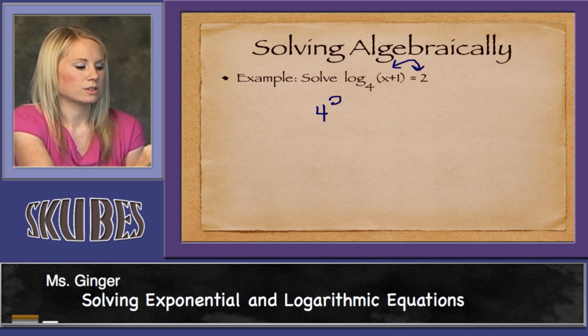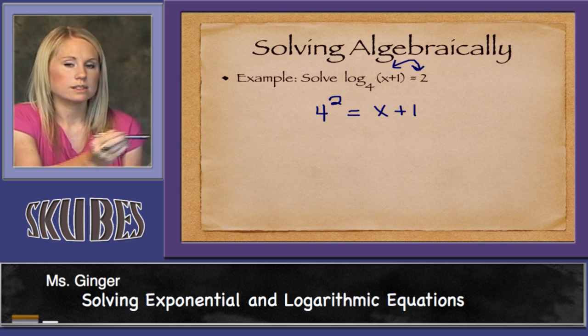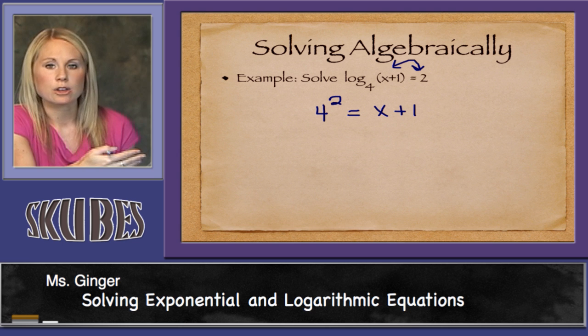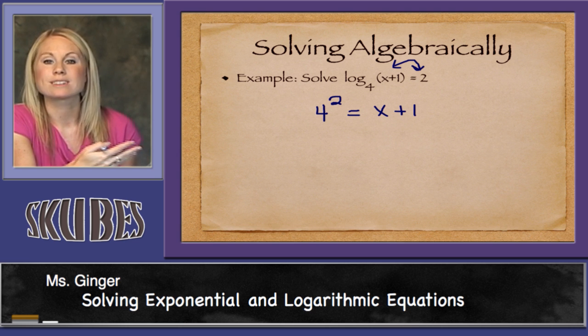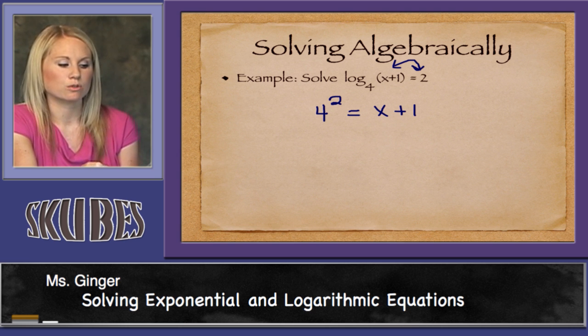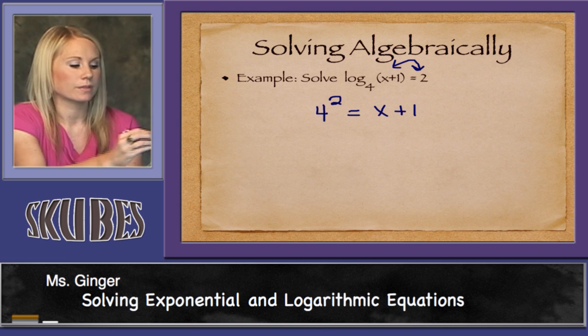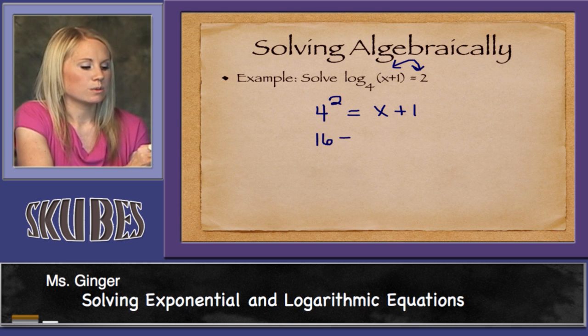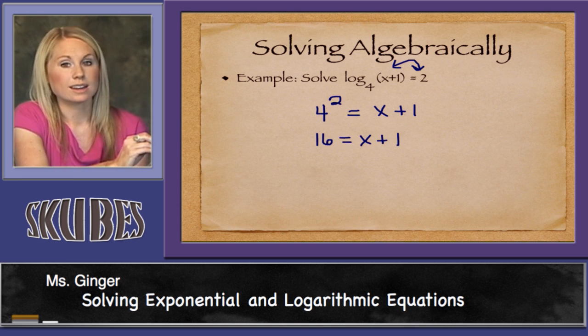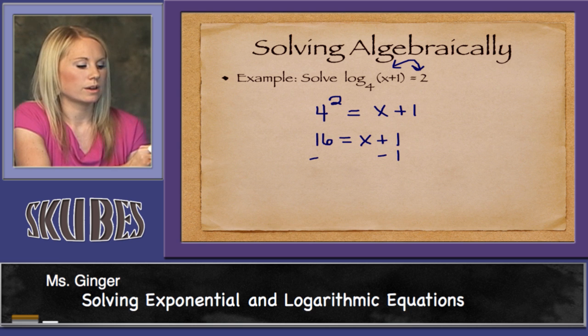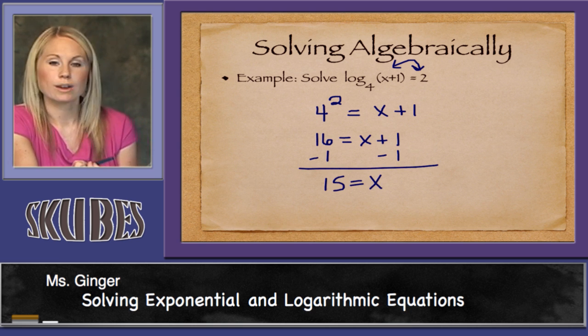So base raised to the second power, set that equal to x plus 1. And this is the same equation. We haven't changed the value or anything. We've just changed the look so that we can solve for x. This is the exponential form of this log equation. So I've got 16 equals x plus 1. Need to get x by itself, so we're going to take away 1 from both sides. x equals 15. We have our solution.